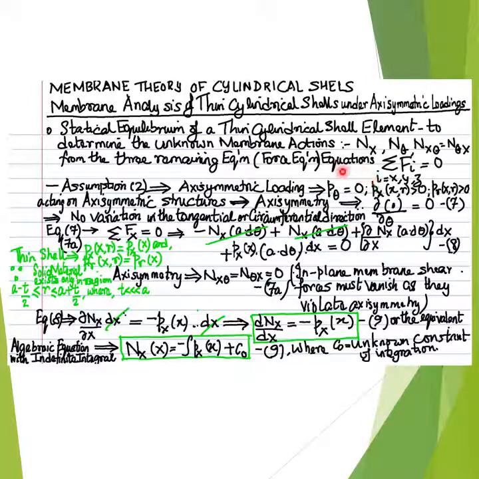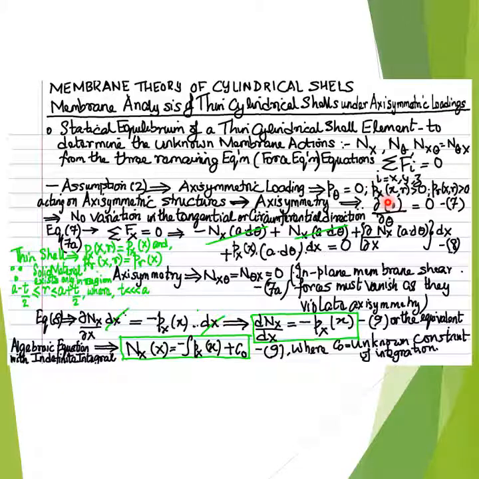Mathematically, the external tangential or circumferential load p theta must be zero to satisfy the assumption of axisymmetric loading, since tangential or circumferential load p theta violates axisymmetry.